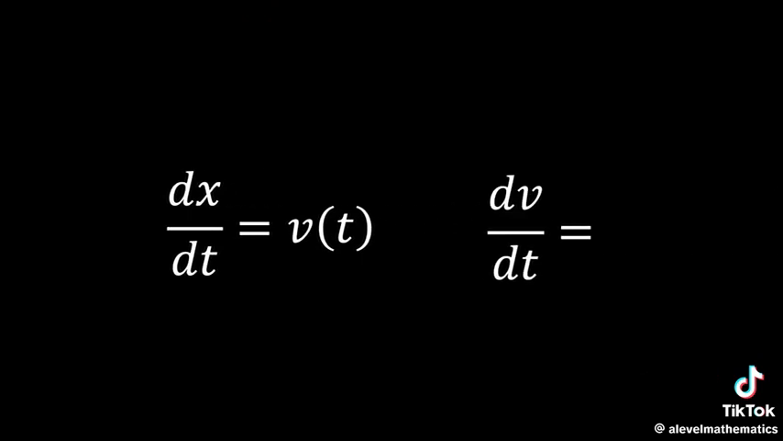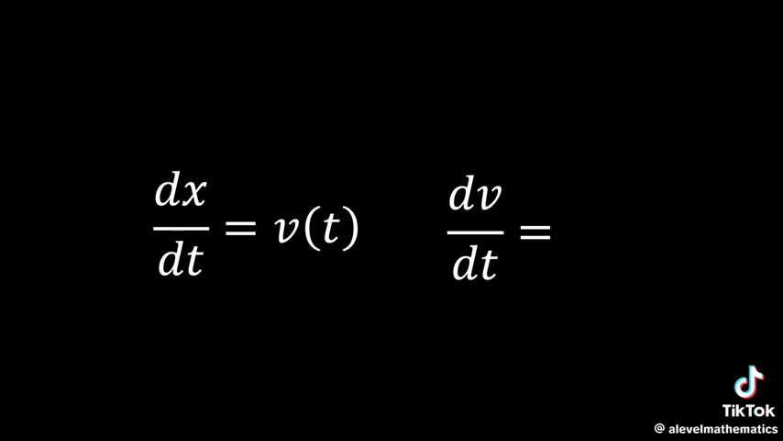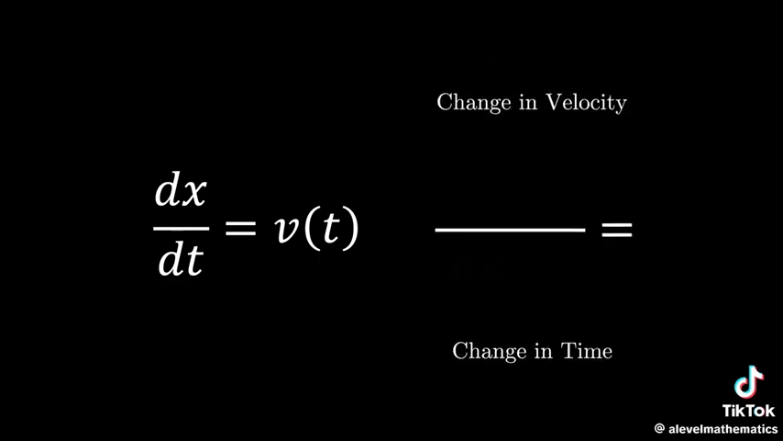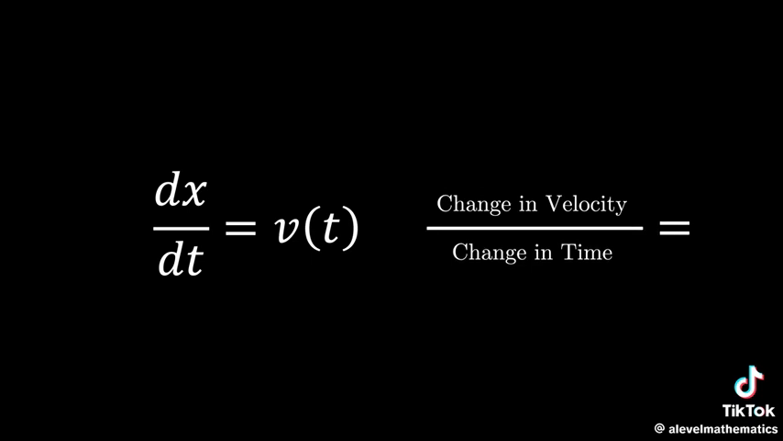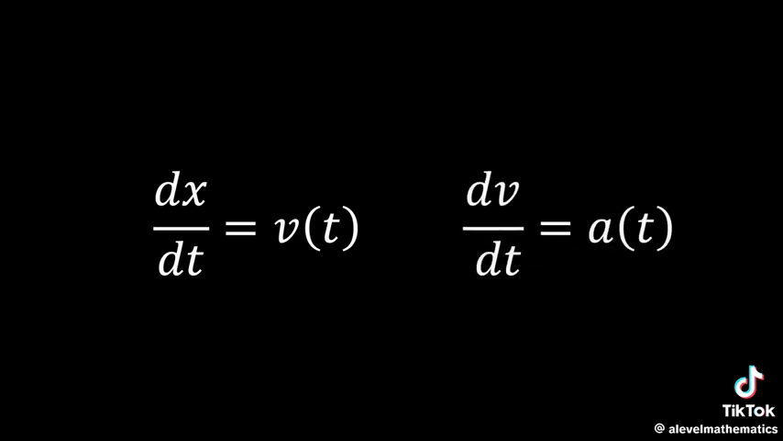But what happens if we differentiate again? What is the derivative of the velocity function with respect to time? In plain English, that's the change in velocity over the change in time. And the rate of change of velocity is simply acceleration. So differentiating the velocity function gives the acceleration function. And that's how differentiation links all three: displacement, velocity, and acceleration.